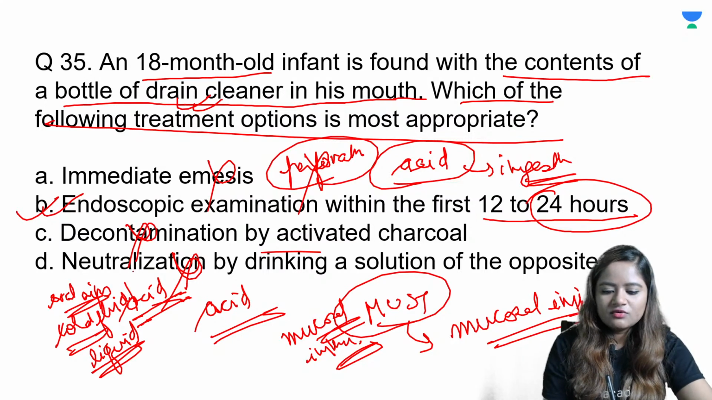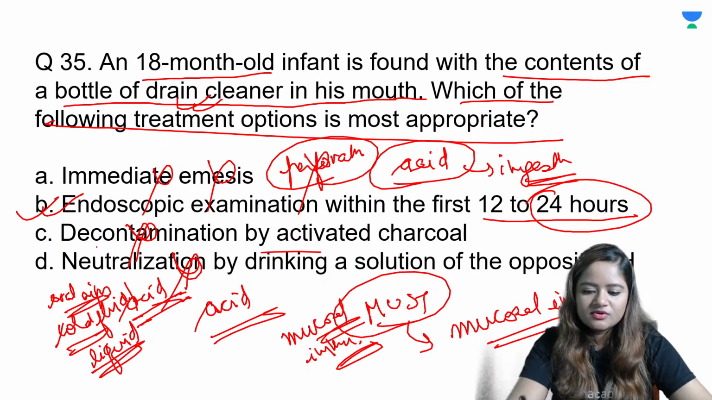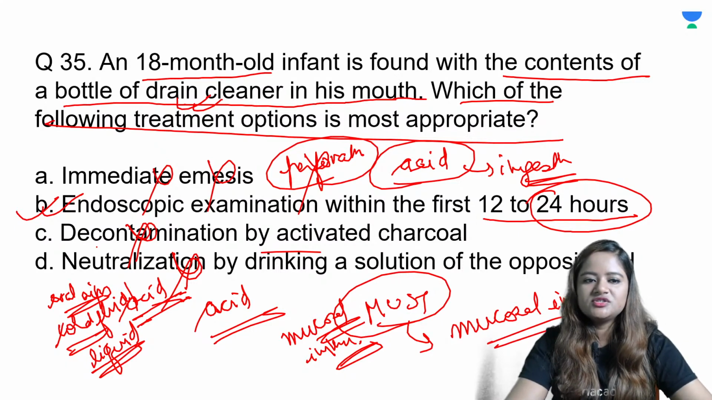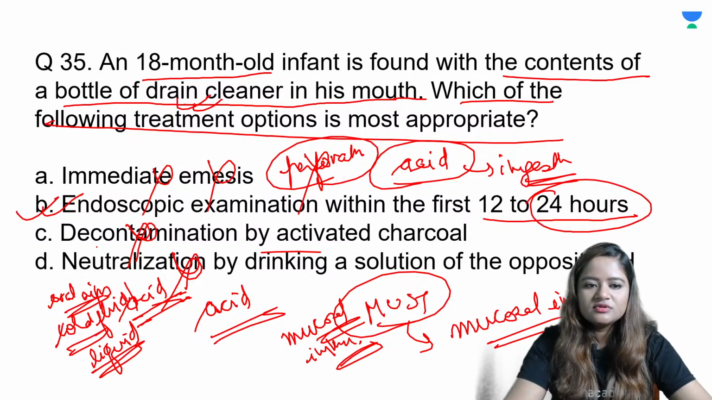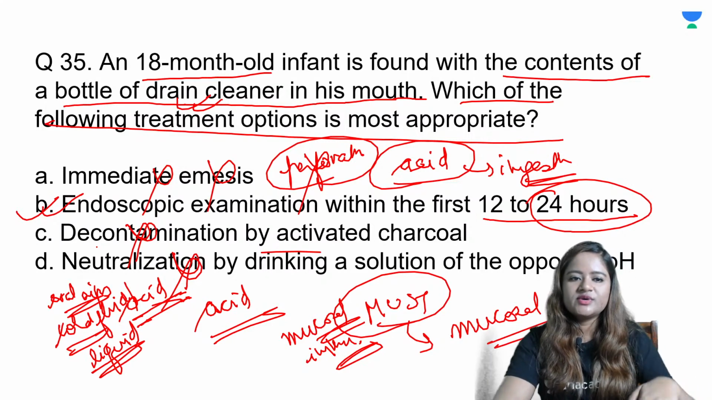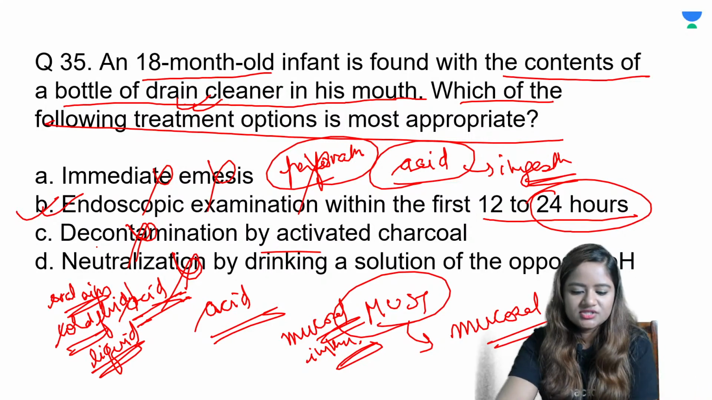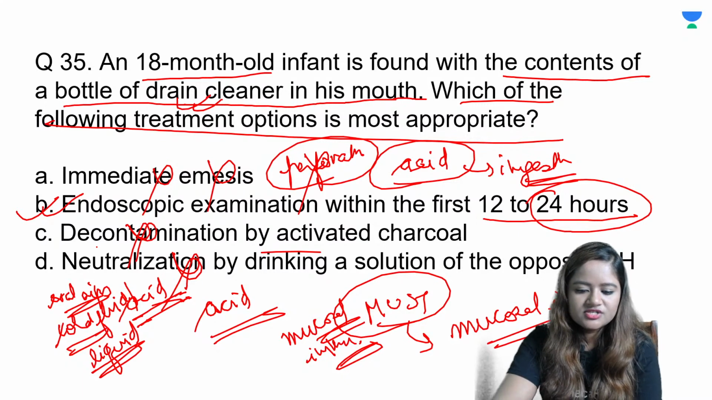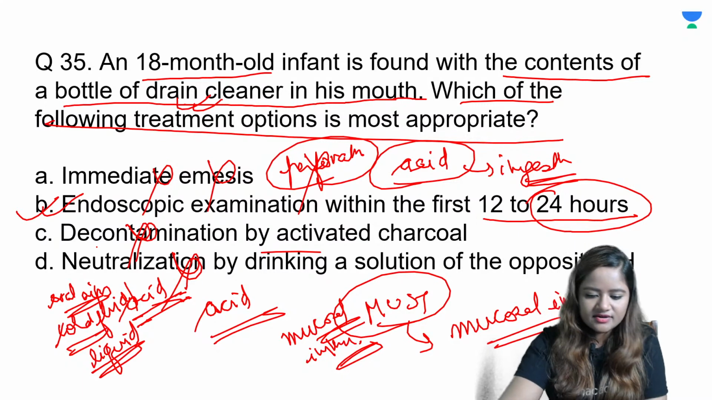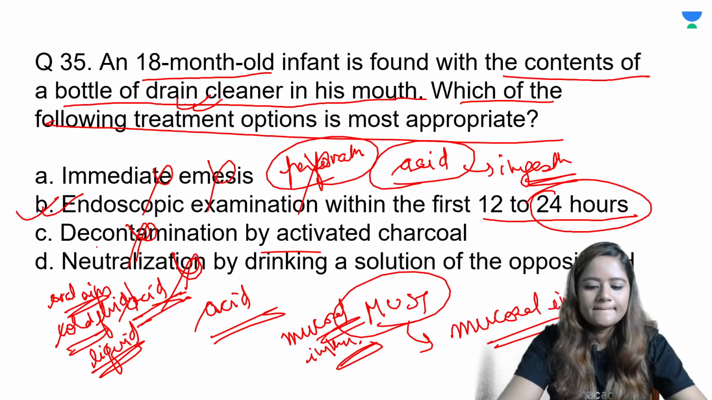Decontamination by activated charcoal is out of scene now, and immediate emesis is highly contraindicated because it will further lead to mucosal injury in the child. Okay, so please don't choose any of these options whenever the question is talking about acid ingestion. So the most important thing in acid ingestion is to prevent mucosal injury. Okay, is it clear to all of you?